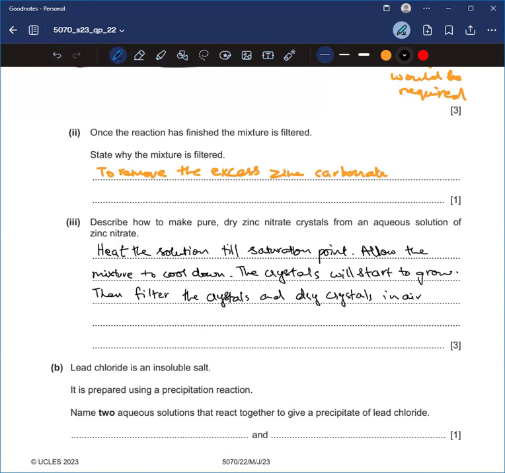Dry in air, or if you want to wash them, we can use an organic solvent, because we can't wash them with water. As it is a soluble salt, it will get dissolved in it, so we can use organic solvents to wash them. I haven't written that, so you don't need to write it. You can just say wash it.